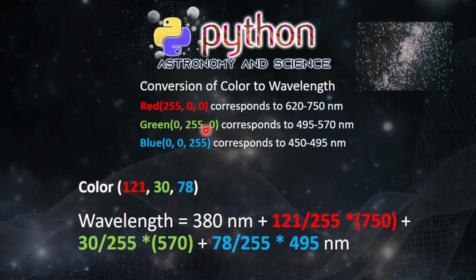Conversion of color to wavelengths: red corresponds to 620 to 750 nanometers, green corresponds to 495 to 570, and blue as well. Okay, so we have an example, a color of 121, 30, 78, respectively the RGB values for that pixel. So the wavelength would be 380 nanometers plus 121 divided by 255 times 750, plus 30 divided by 255 times 570 for the green, plus 78 divided by 255 times 495 nanometers, and you get the total value for that.